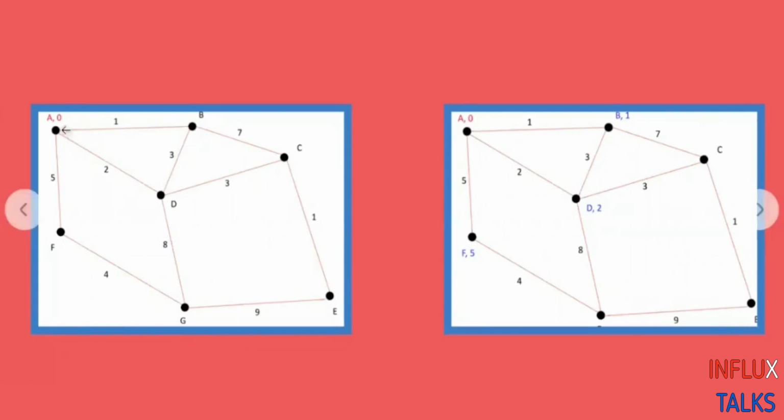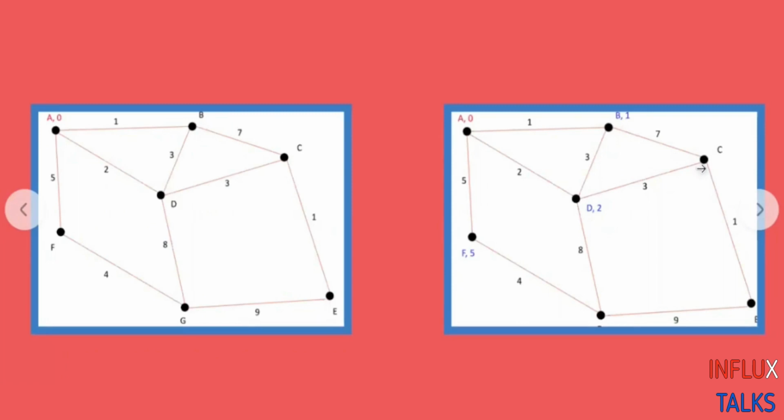We start off with A0, and what we do here is write the number equal to the shortest distance to get to that node next to the node name. So from A0 to get to B, it costs 1. So we write B, 1. And from A to D, it costs 2. So here we write D, 2. And A to F, it costs 5. So we write F, 5.